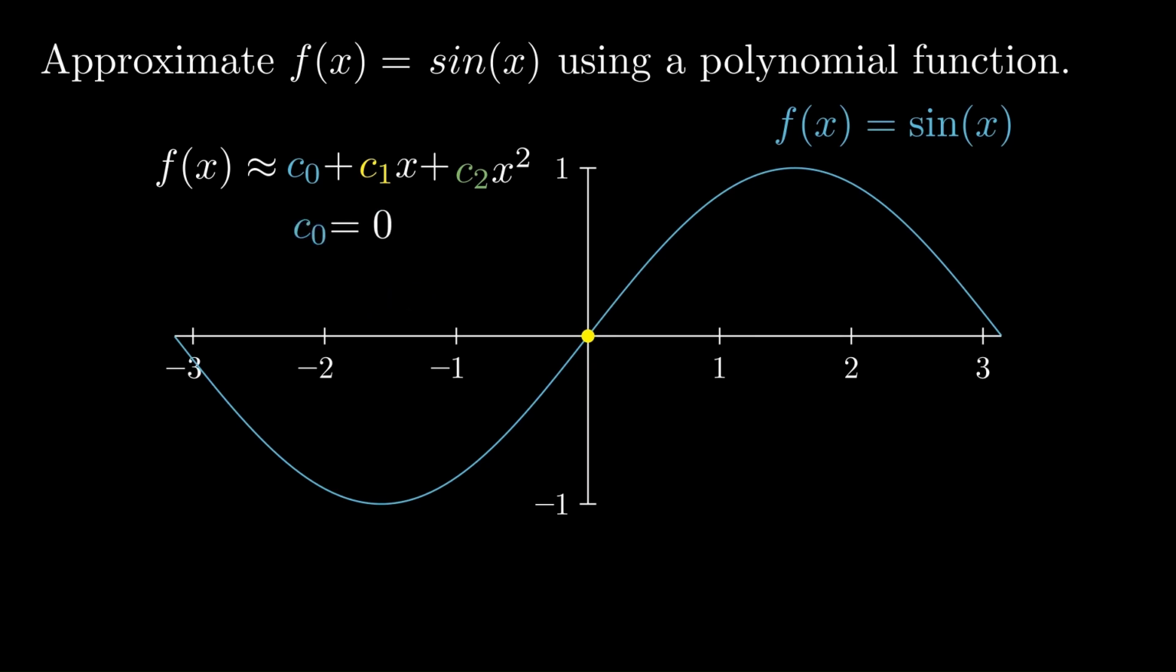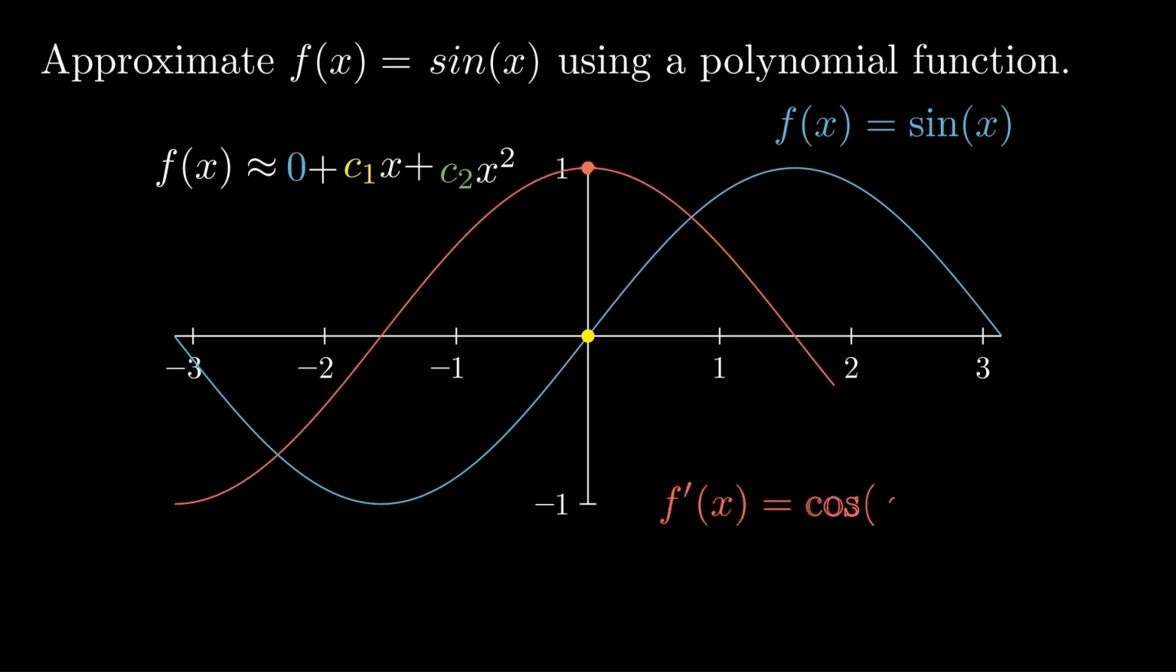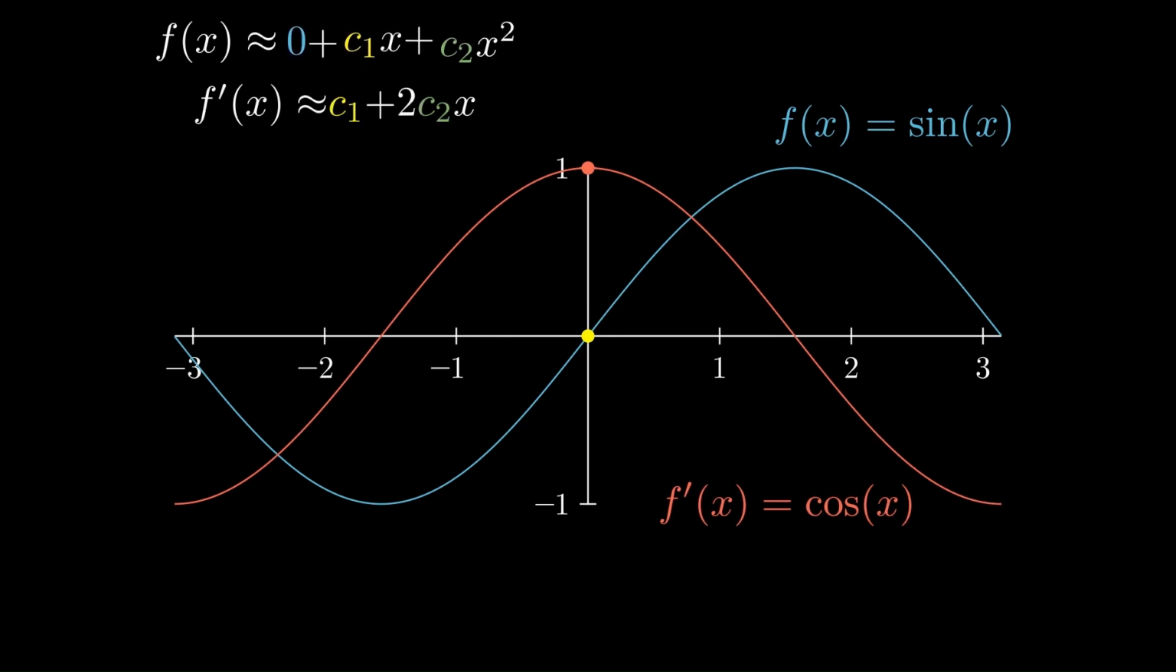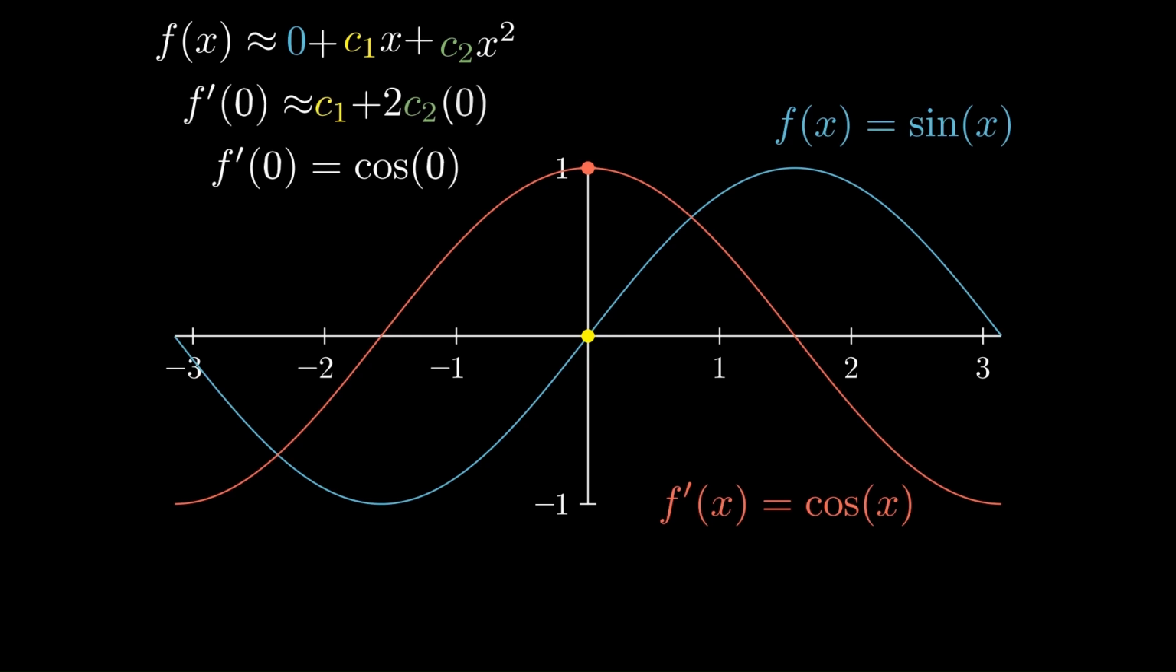But you know what would be even better? If the derivative of our polynomial matched the derivative of sine of x for values of x close to 0. Evaluating the derivative of our polynomial, we get f prime of x is approximately c sub 1 plus 2 times c sub 2 times x. And evaluating the derivative of our function that we want to approximate, we get f prime of x equals cosine of x. Evaluating them both at 0 and setting them equal to each other, we eventually get c sub 1 equals 1.